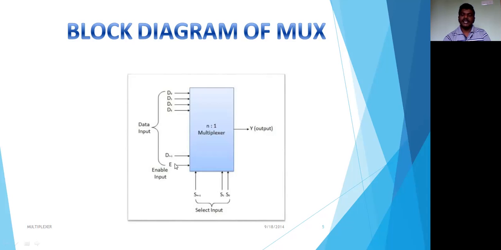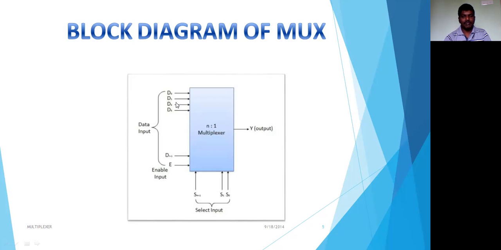If the mux is activated when the enable signal is 0, then it is called active low enabling. If the mux is activated, or working, when enable is equal to 1, then it is called active high enabling. Is it clear? I hope it is clear.